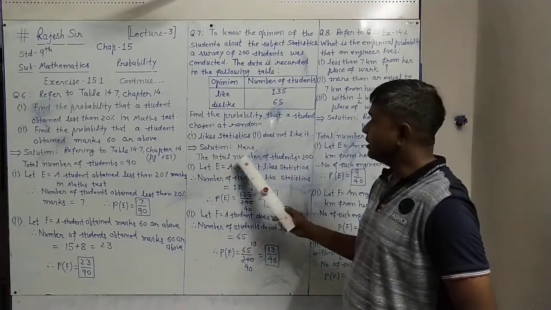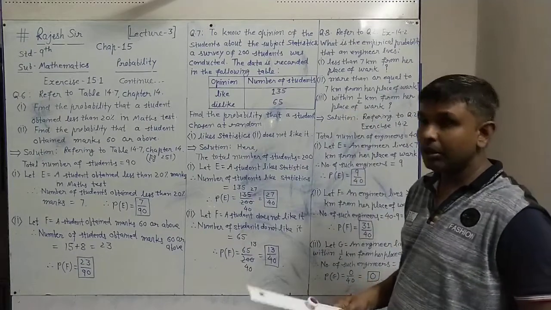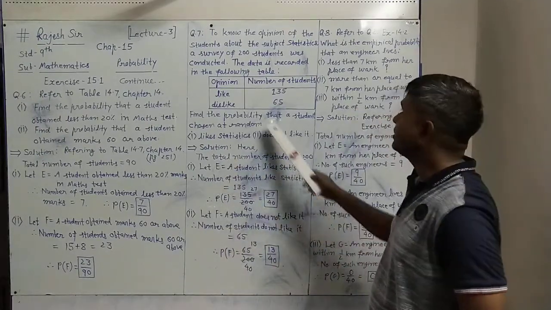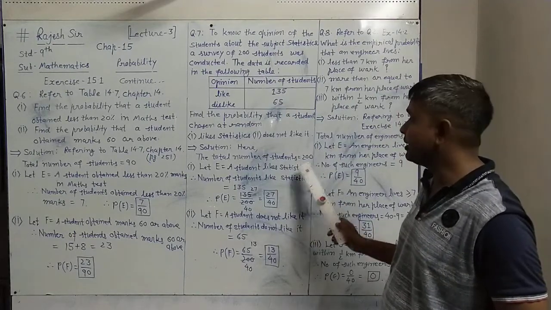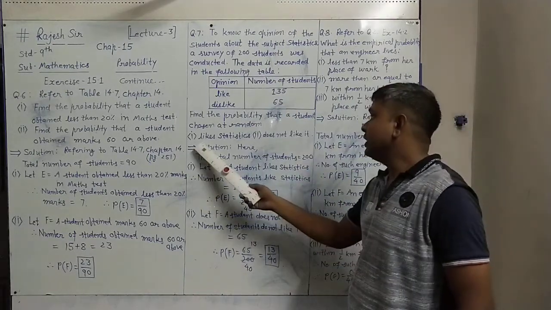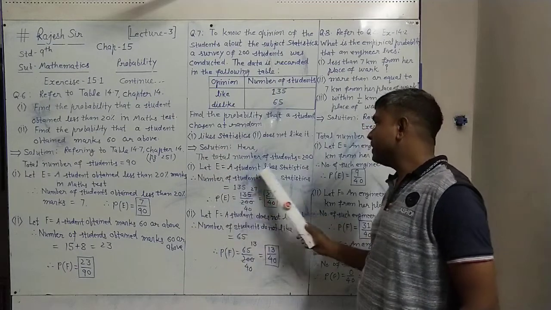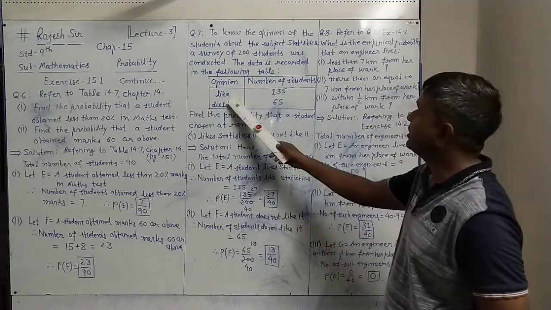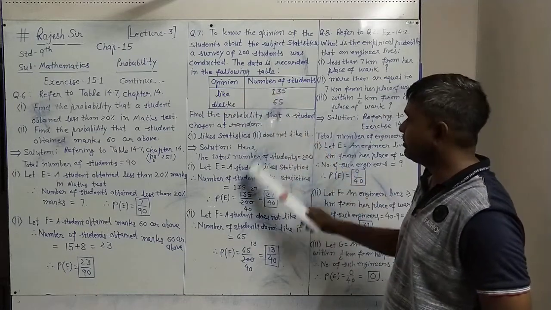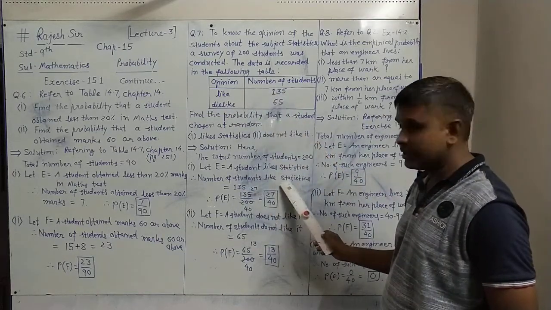So in the solution, again we will see the total number of students. The total number of students given is 200 students surveyed. So 200 is the total number of students taken. And first, let E equal a student likes statistics. The number of students who like statistics is given: 135 students like statistics.